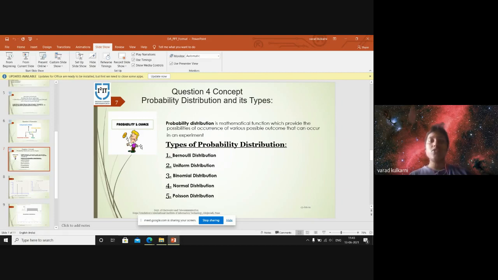In uniform distribution, we may consider the example of rolling a die. So when we roll a die, there are possibly six outcomes that range from 1 to 6. So there is a possibility that we can get every outcome, that is 1, 2, 3, up to 6. So this was an example of uniform distribution.